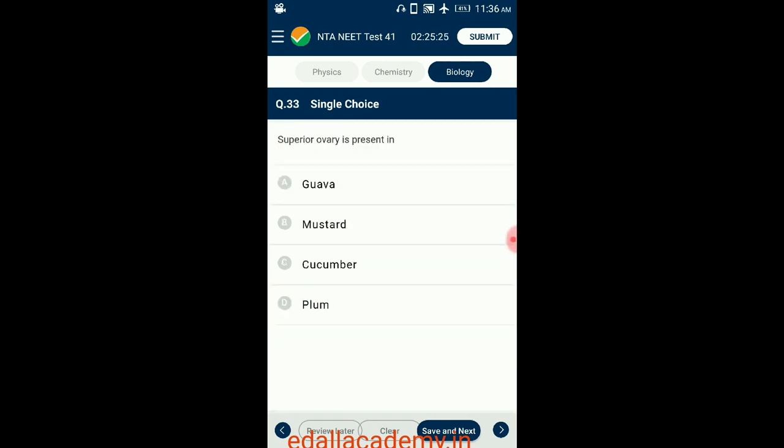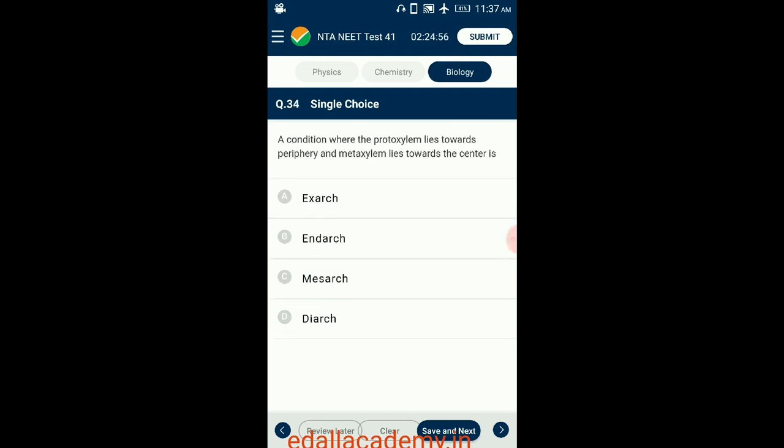Question number 33. Superior ovary is present in. Superior ovary means all other parts develop below the ovary. Such cases are observed in plants like mustard, China rose and brinjal. So the correct answer for this question is option B, mustard. Superior ovary is present in mustard. The remaining plants have inferior ovary. So the correct option is B.